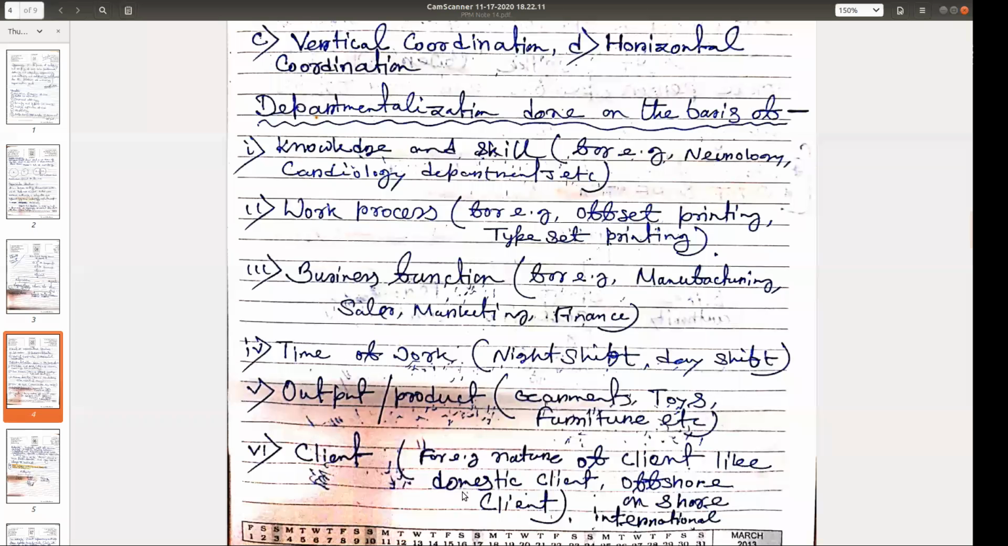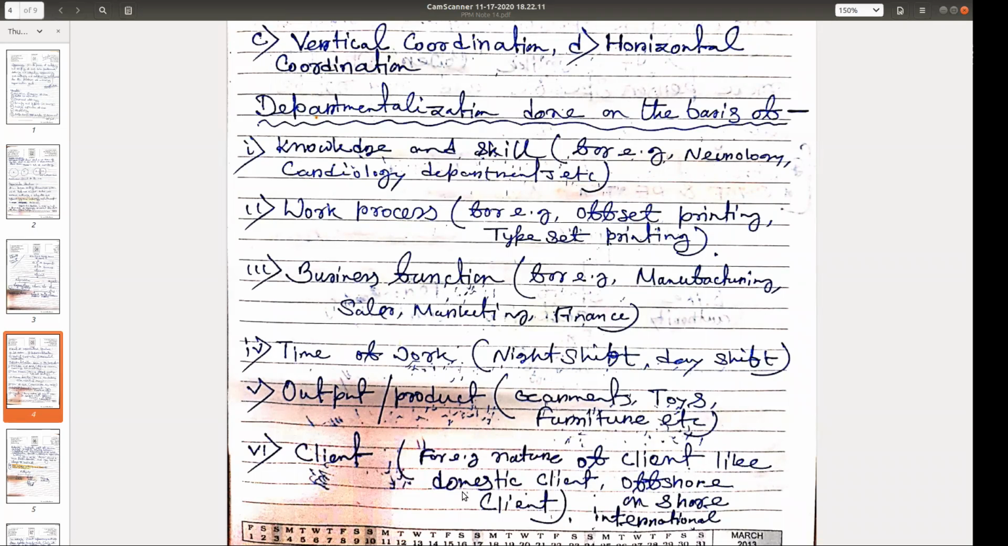No, no, no. Your knowledge and skill, whatever knowledge you have, if you are an expert in offset printing, then you will be put into the offset printing department. To run an offset printing department, you need to have that skill and that knowledge. So based on your knowledge, if you are an expert in offset printing, then you will be put into the offset printing department.